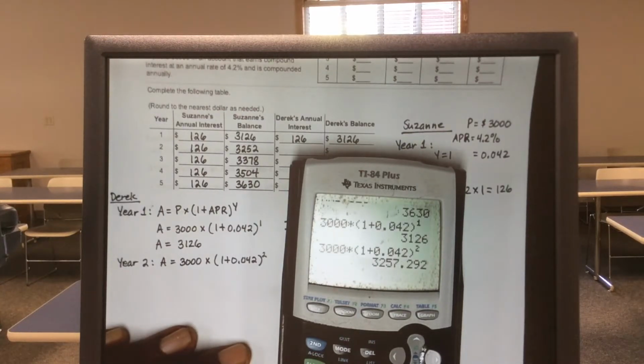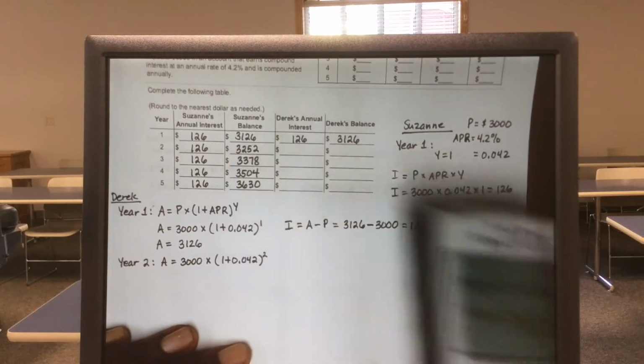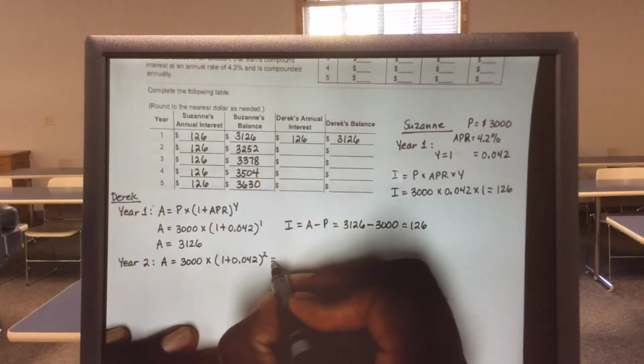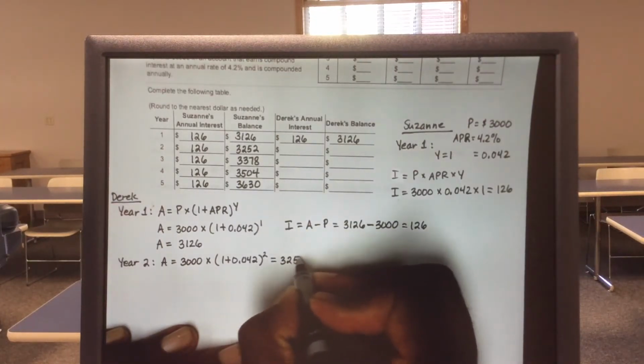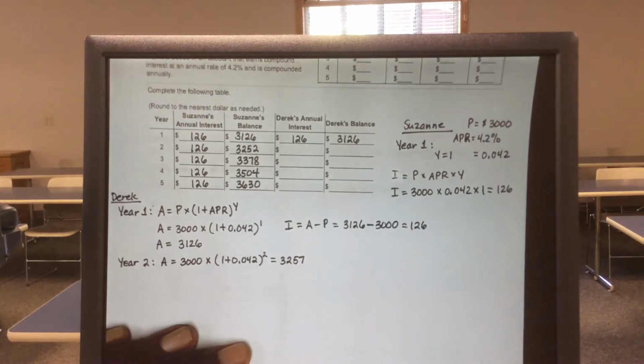And I'm going to round this off to the nearest dollar. So this amount will be $3,257 even. So it'll be $32.57.